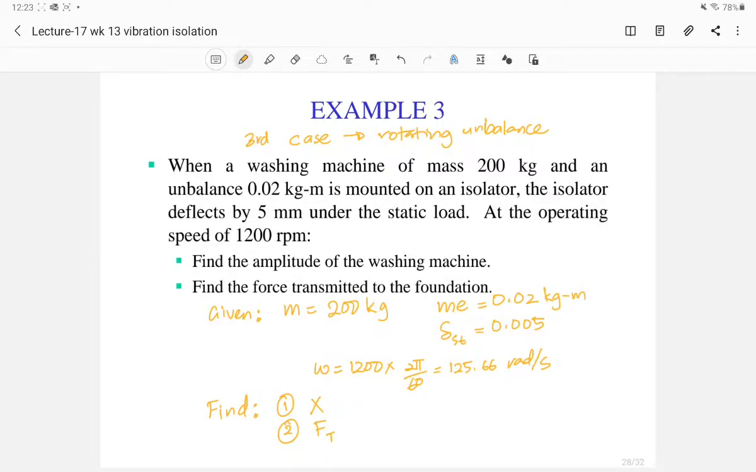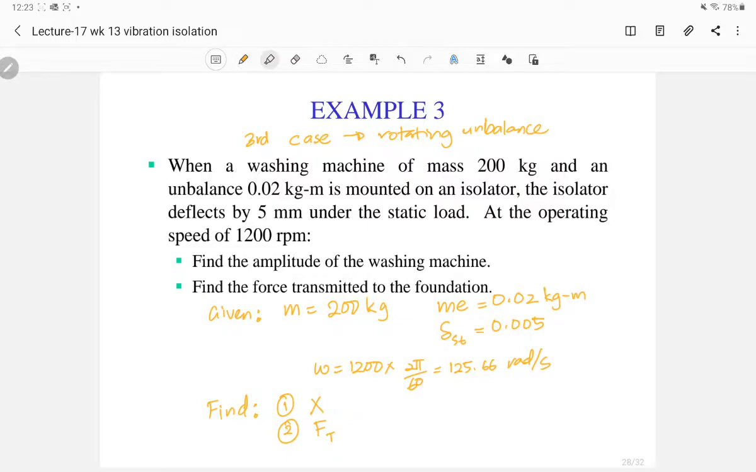Assalamualaikum. So we continue with this example of how do you actually design an isolator when you have the third case, the third type of what we call the rotating unbalance case. So we are looking into washing machine as well, because washing machine also has a problem of rotating unbalance.